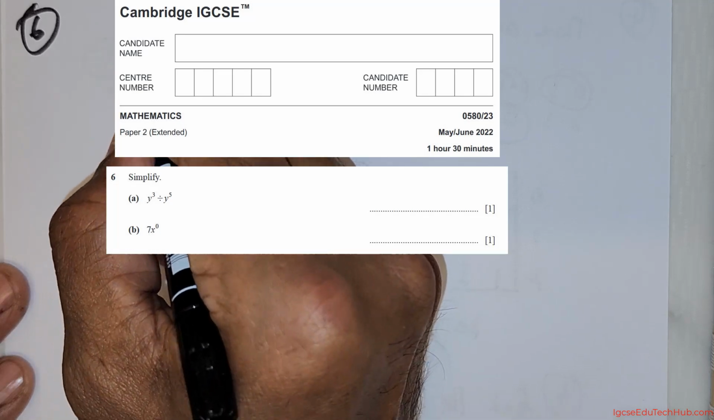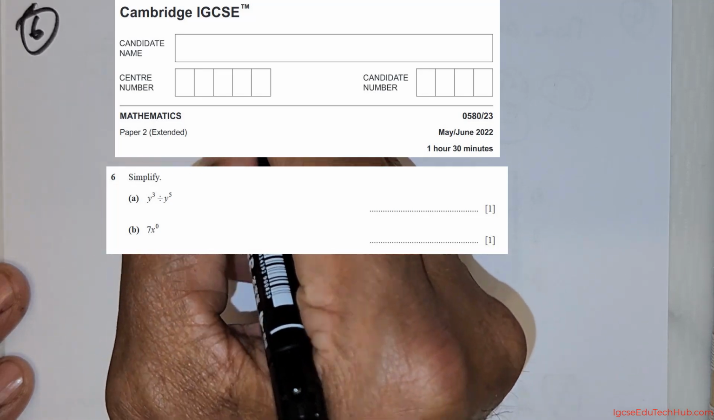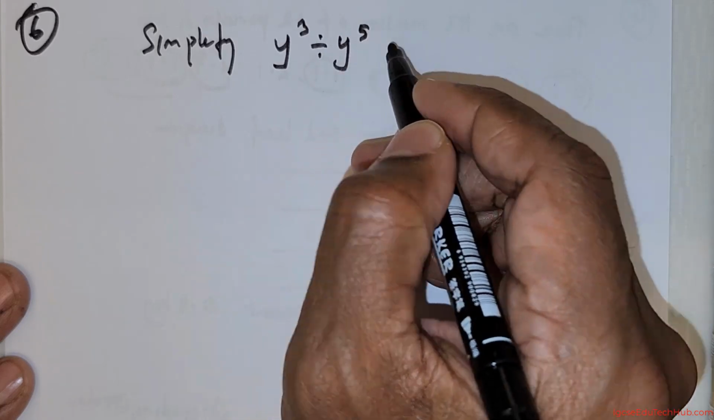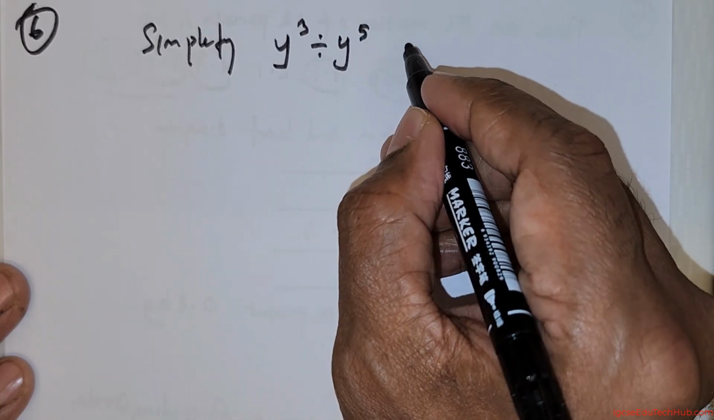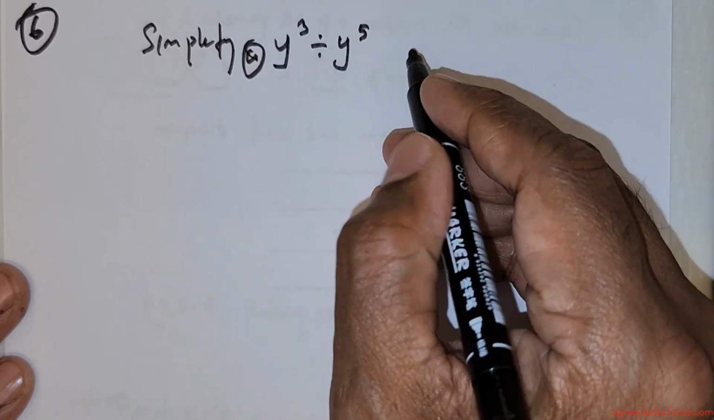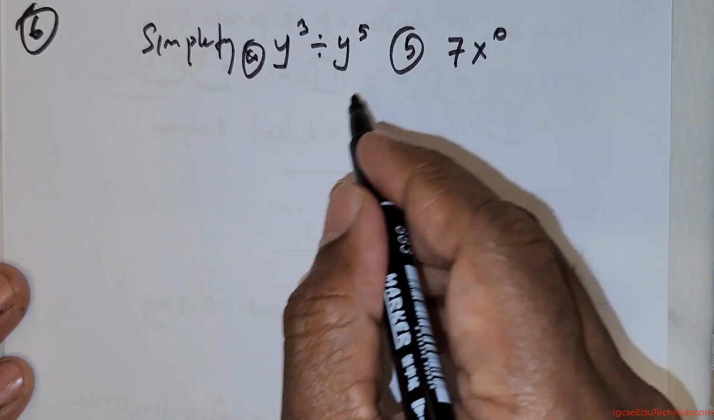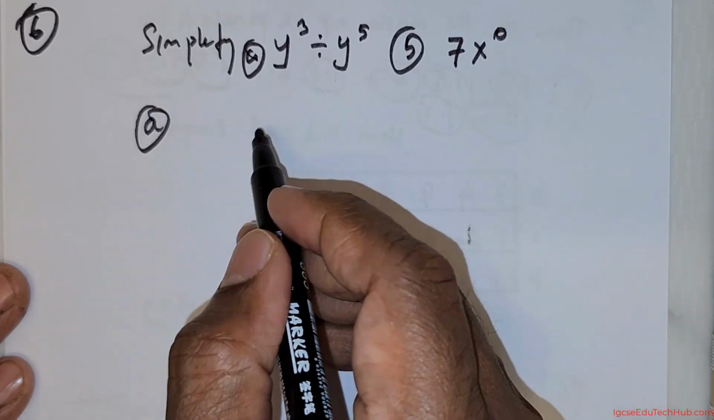This is question number 6. We are asked to simplify y raised to the power of 3 divided by y raised to the power of 5. That's the first one. The second one is 7 times x raised to the power of 0. So let's solve the first question.